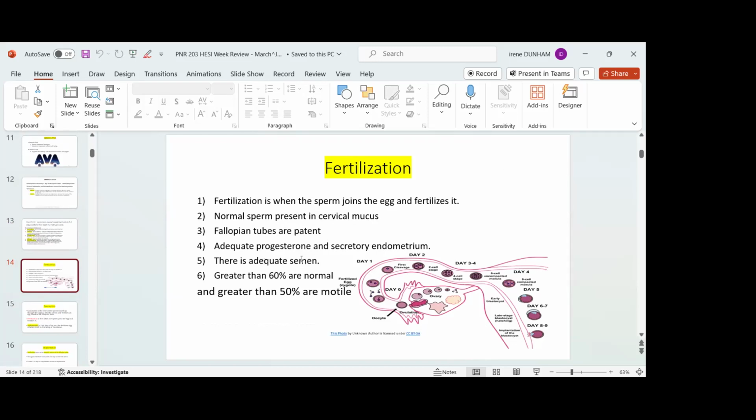And then there's adequate semen. Yeah, that all takes place. You know, if a man doesn't have adequate semen, there's a problem with a woman getting pregnant. So that's a problem with infertility. And it's greater than 60% are normal, and greater than 50% are motile. So we're looking at sperms here. Okay, just a quick review.